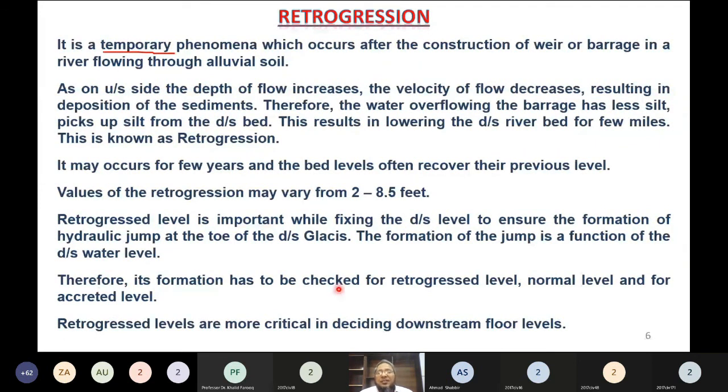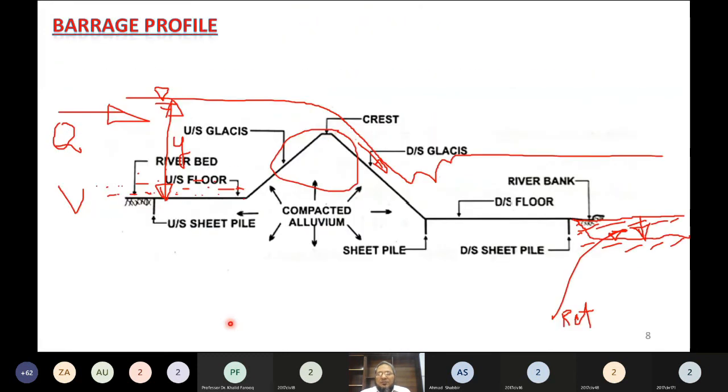Therefore, its formation has to be checked for retrogressed level, for normal level, and for accreted level. So we always want to create the hydraulic jump on the lower third of the downstream glacis. Why is the hydraulic jump being created? What is the main purpose?